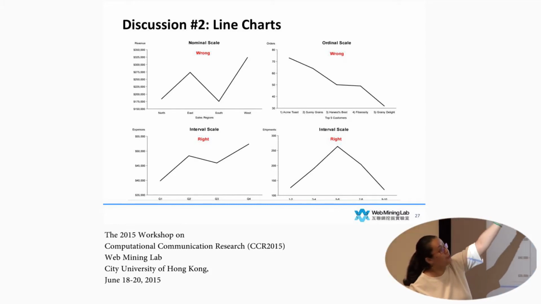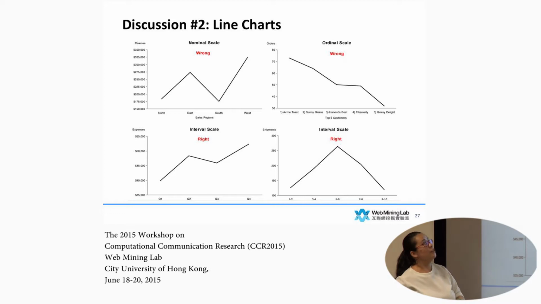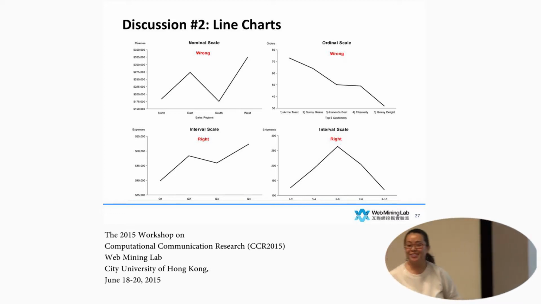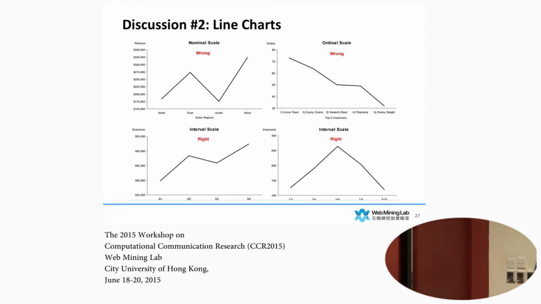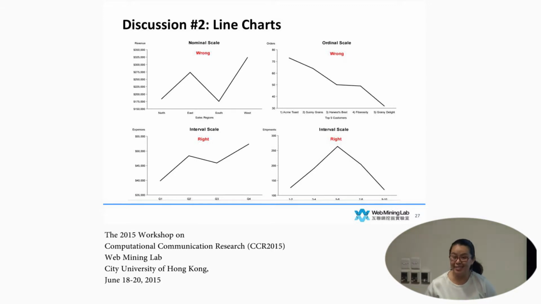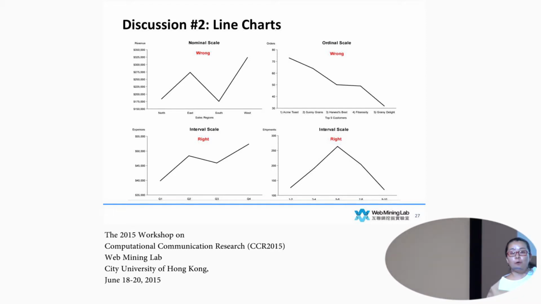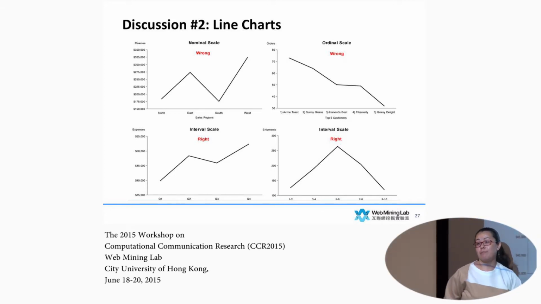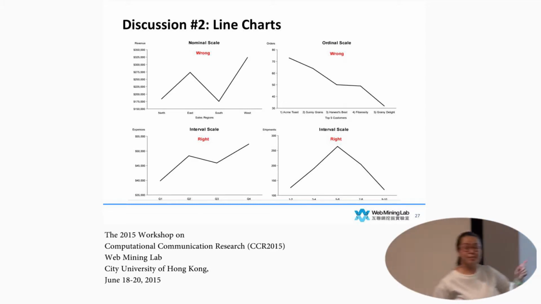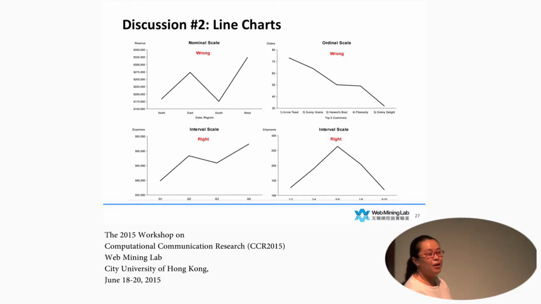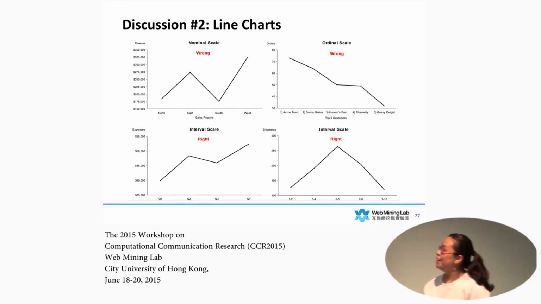For nominal scales and ordinal scales, please do not use line charts. For example, west, north, east, southwest. The connections between these variables do not make sense. So this time, please use bar charts or column charts instead. When you deal with interval scales, you can always use line charts because the connections between different points have meaning. This is very important, and this is a common mistake I encounter all the time while I read papers. So please keep that in mind.